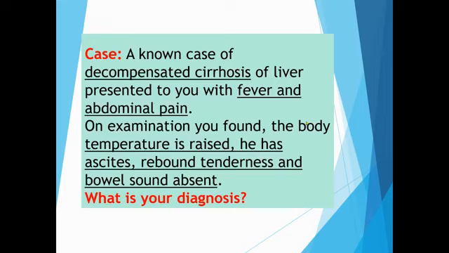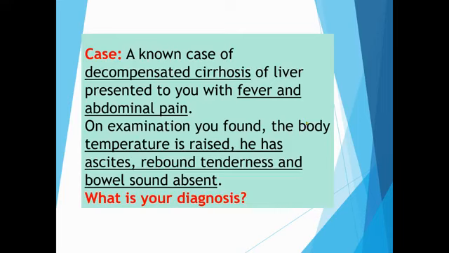So this is the last story today, where a known case of decompensated cirrhosis of liver presented to you with fever and abdominal pain. On examination, you found the body temperature is raised and he has ascites and rebound tenderness and bowel sound absent. So a patient with decompensated cirrhosis, who has got ascites, came to you with abdominal pain and fever, and you examined the patient, found there is rebound tenderness and absent bowel sound.